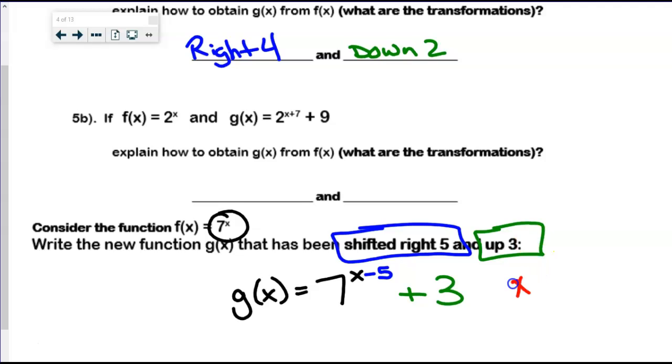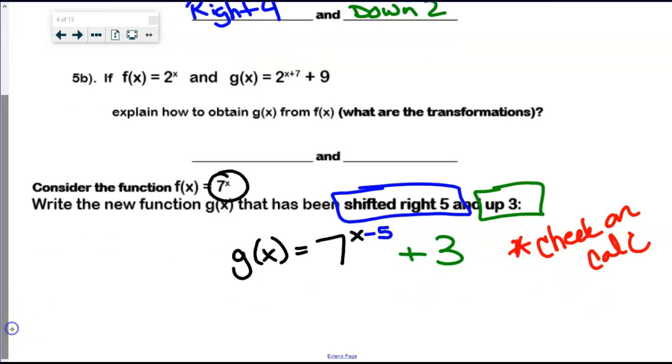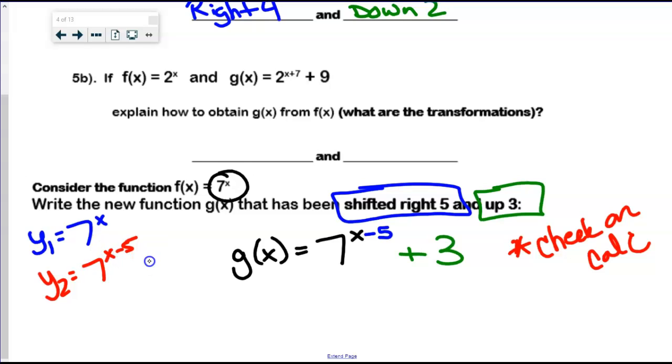And I'm going to write a big note to my slide readers. I think you should check this on the calculator. I think it would be really brilliant if you guys took the time to go to your calculator and then in y1 put 7 to the x power, and then in y2, what if you put the one that you just created and made sure it did exactly what you think? So what if you typed 7 to the x minus 5 plus 3?